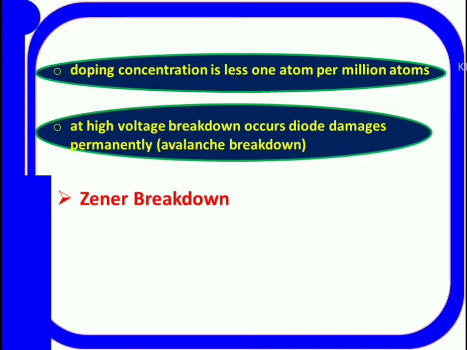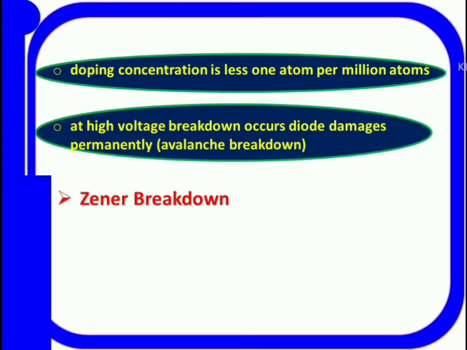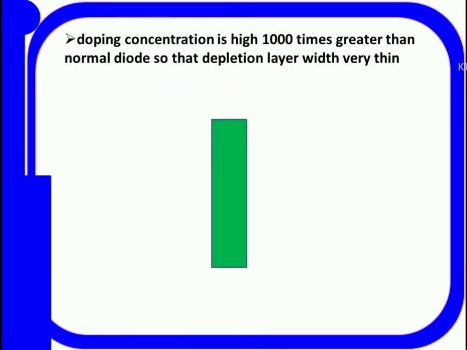Now, based on the doping concentration and breakdown voltage, the Zener diode is constructed. So doping concentration is important and breakdown voltage is also important. In a Zener diode, the doping concentration is 1000 times greater than in a normal PN junction diode. That means the doping concentration is very high.